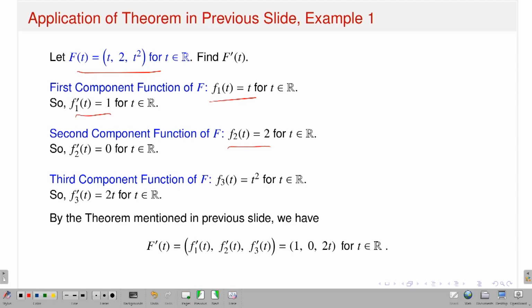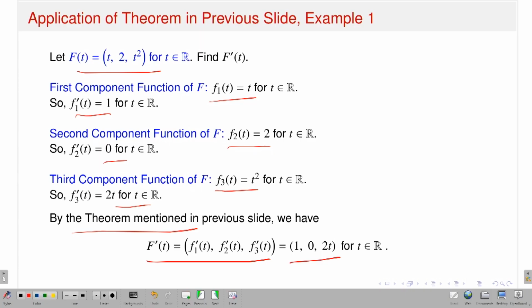Second component function f2(t) is equal to 2, a constant function, whose derivative is 0. Third component function is t square, whose derivative is 2t. So, by the earlier theorem, each of the component functions is differentiable. Therefore, my original function is differentiable, and not only that, you can talk about the derivative. By the theorem, the derivative is nothing but f1 prime(t), f2 prime(t), f3 prime(t), which is nothing but (1, 0, 2t).